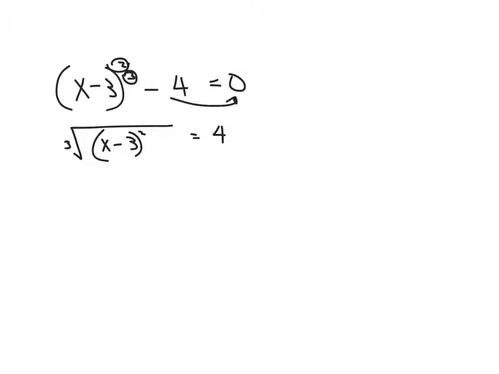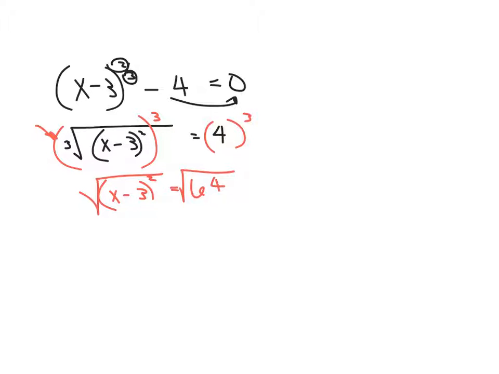Well, since my index is a 3, we're going to cube both sides to get rid of the cube root there. That stays x minus 3, the quantity squared, equals 4 times 4 is 16, times 4 is 64. Now, at this point, we're going to take the square root of both sides to get rid of this square right there. That should have been a plus or minus square root of 64 there.